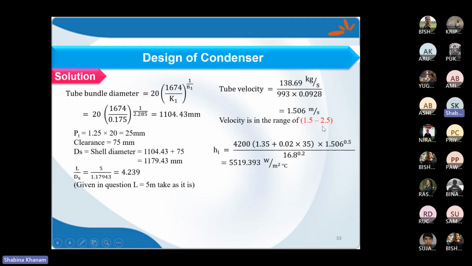So you will find the velocity within the range 1.5 to 2.5 meter per second. Once I'm having this range, we can find out the heat transfer coefficient for the tube side, which contains water, and for water we have a specific correlation which you can find like this. 4200 and the other terms. So considering this heat transfer coefficient, you can get 551.393 watt per meter square degree Celsius. In this way you can find out the tube side heat transfer coefficient.